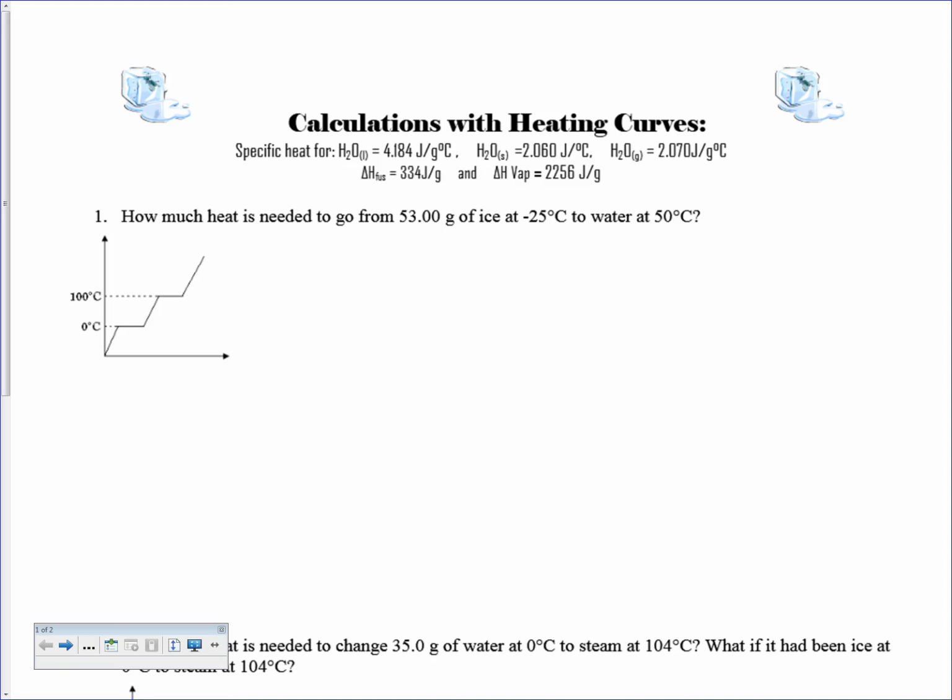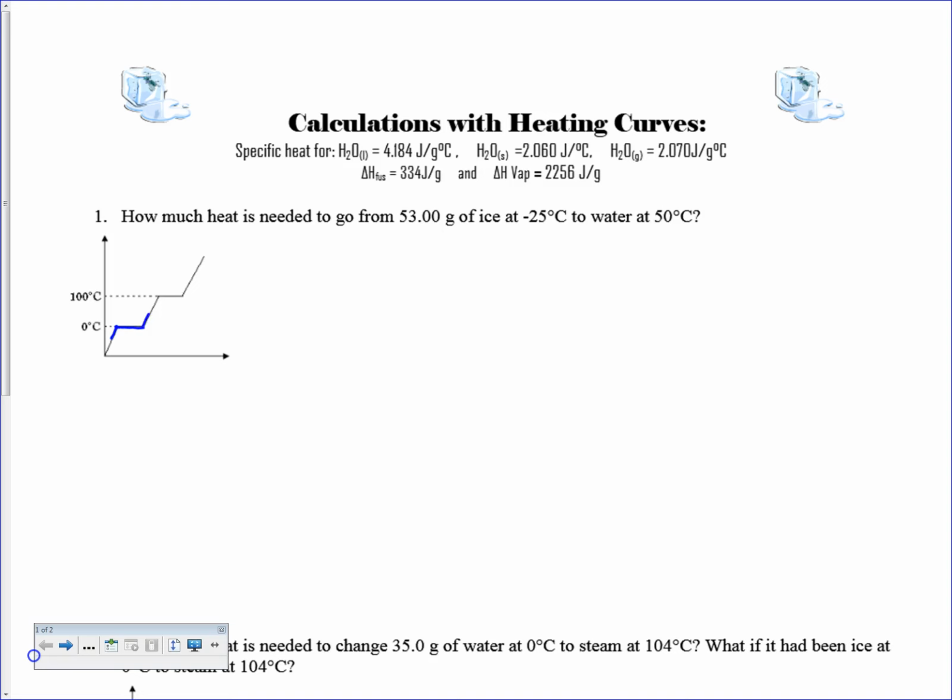The first question here says how much heat is needed to go from 53 grams of ice at negative 25 degrees Celsius to water at 50 degrees Celsius. So the first thing you have to do is plot out your course here on this little graph that we've got. So we start out at negative 25, and then we heat it up to 0. It's a solid at this point, and so then we have to melt it. So we go along this route, and then now that we've melted it, it's liquid water at 0 degrees Celsius, and we need to heat it up to 50 degrees Celsius.